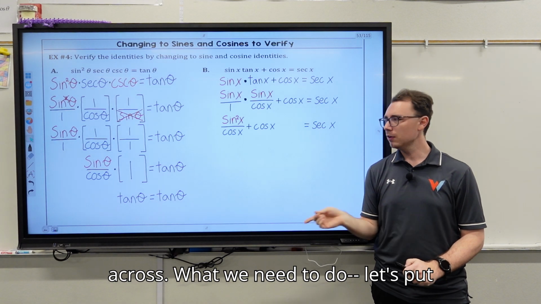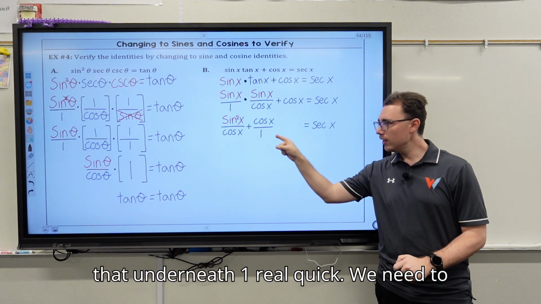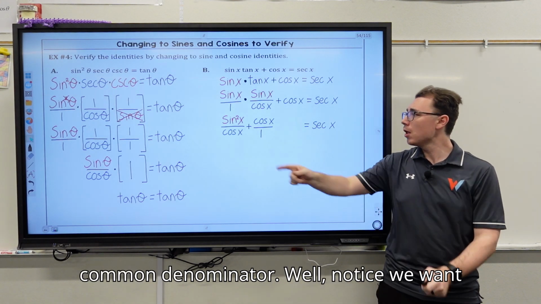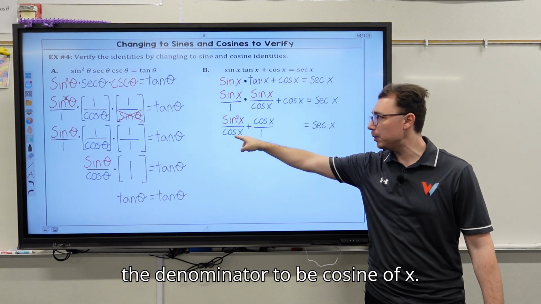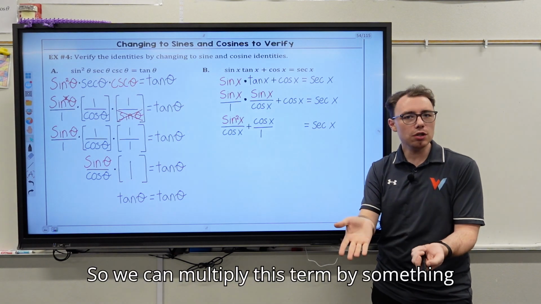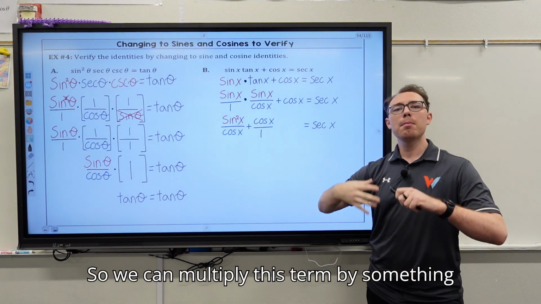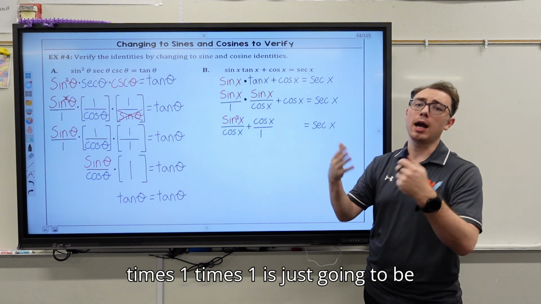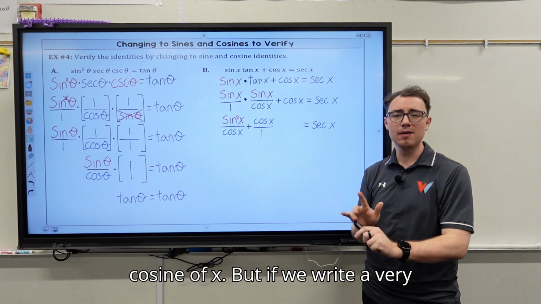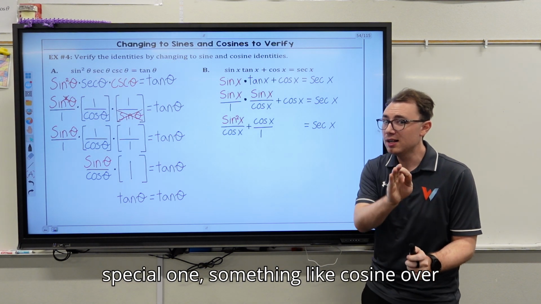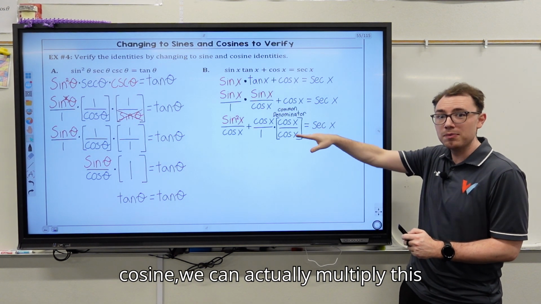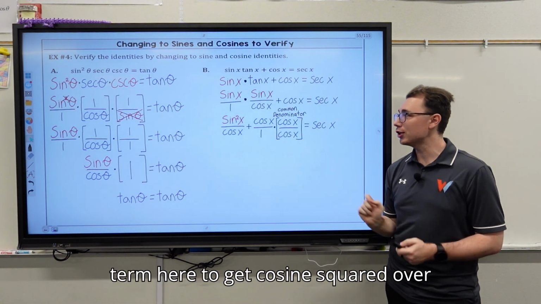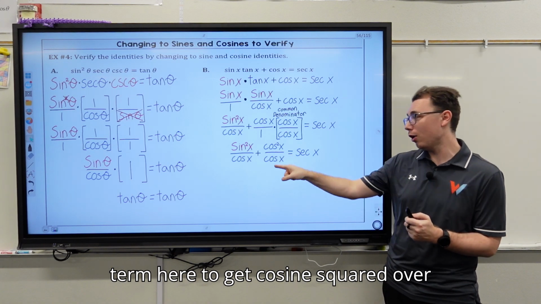What we need to do, let's put that underneath 1 real quick. We need to multiply that fraction by a common denominator. Well, notice we want the denominator to be cosine of x. So we can multiply this term by something that's equivalent to 1. So cosine of x times 1 is just going to be cosine of x. But if we write a very special one, something like cosine over cosine, we can actually multiply this value, which is equivalent to 1, into our term here to get cosine squared over cosine.